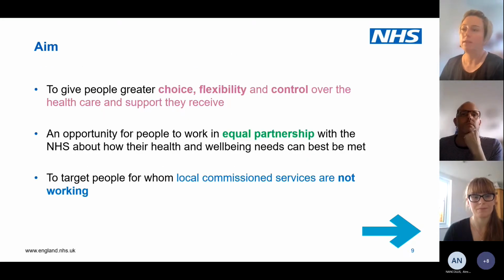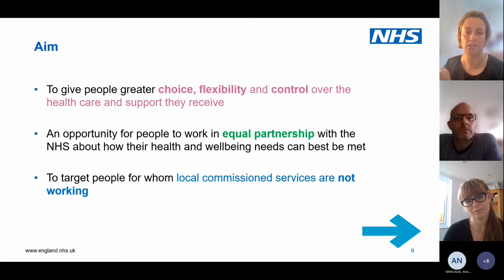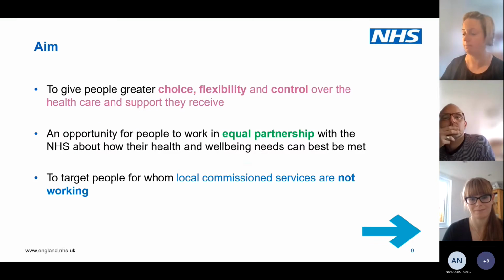Next slide, please. The aim of a personal health budget is to give people greater choice, flexibility and control over the health and care and support that they receive. It's an opportunity for people to work in equal partnership with the NHS about how their health and well-being needs can best be met. And that's about changing the relationship between the person and their clinician, from the clinician telling the patient, this is your condition and this is how it's going to be managed with the goods and services that are commissioned by the NHS, to the patient saying, this is the condition I've got and this is how it's impacting on my life and this is how I want to manage it, and these are the outcomes that I want to achieve, and these are the things that I want to be able to access to enable me to achieve those things. And it's about targeting people for whom local commission services are not working.